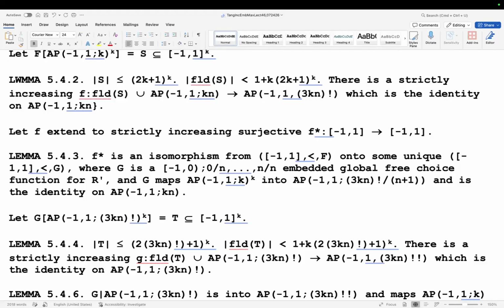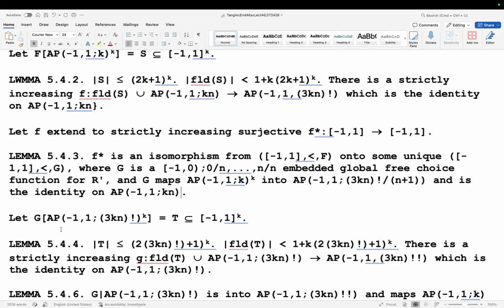So that flattens it out into an arithmetic progression situation, right? So G remains an embedded global free choice function. That's because isomorphisms and also embedded like this. That's because isomorphisms preserve first order statements. See this F star. All right. So now we work with G. We throw F in the garbage can, and we work with G now.